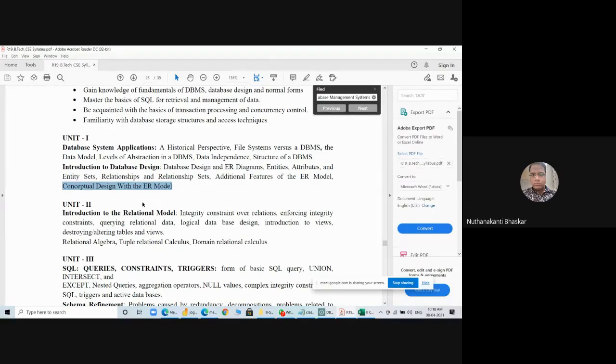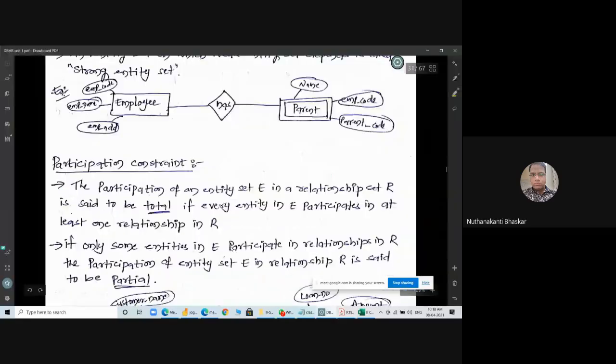That's why we are doing this in parallel along with all these things. Clear?